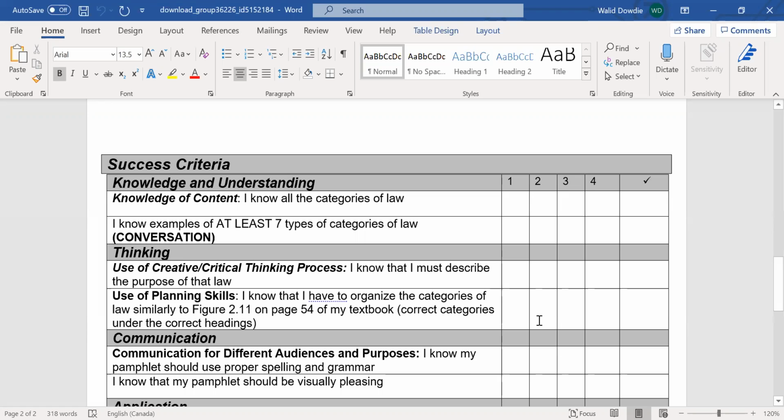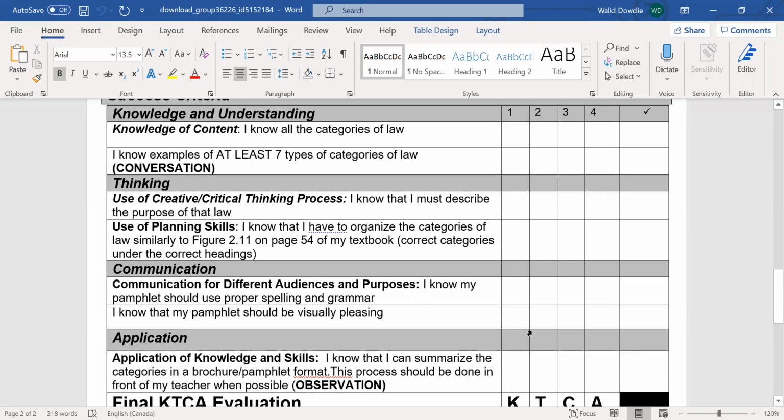Okay, communication. I know that my pamphlet should use proper spelling and grammar. I know that my pamphlet should be visually pleasing, which means 2 things. Make sure you're spelling and using the language correctly so that when I read it, it makes sense and it's clear. Like I said before, I want you to write things as clearly and as simply as possible. Don't worry about using large words that confuse people. Just use words that convey information.